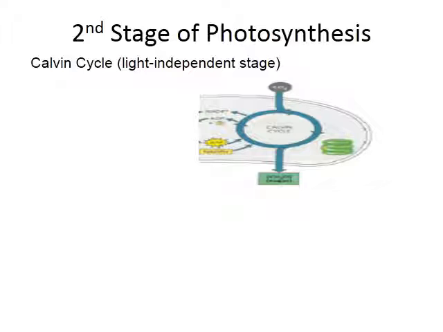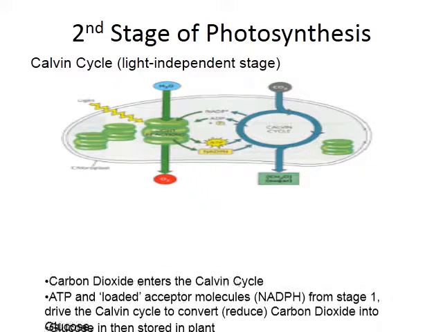So let's have a look at the second stage of photosynthesis now, which we refer to as the light independent stage, also known as the Calvin cycle. And like I said before, to get a good understanding of this, you really need to watch that other video called Photosynthesis, which will map it out really nicely for you. But here's a quick overview.